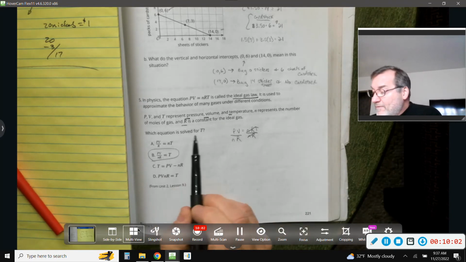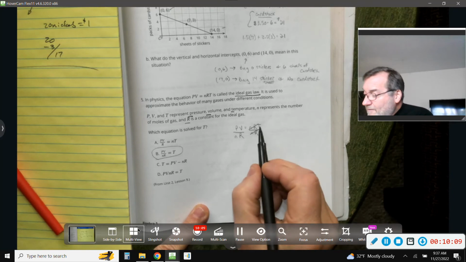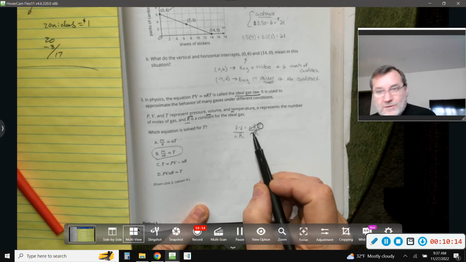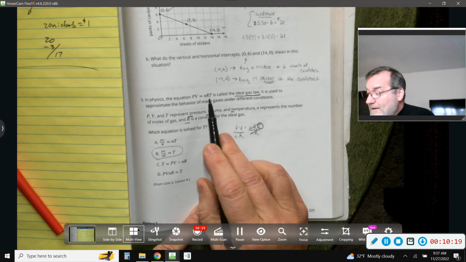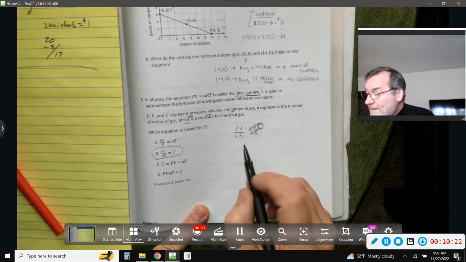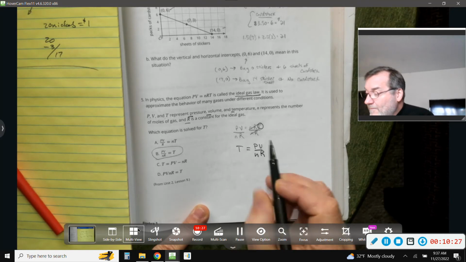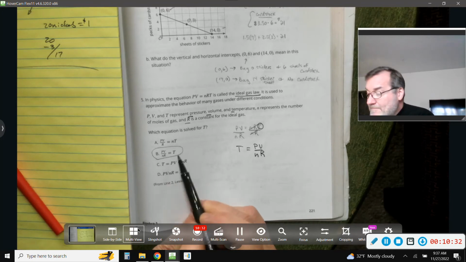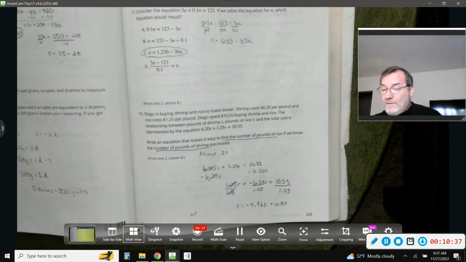Which equation is equivalent? Solve for T. So if we take PV equals nRT and you want to solve for temperature, you divide by its coefficient. The coefficient of the unknown is n and R. So you divide both sides by n and R, and so T equals PV divided by nR. Well, that's the one it looks most like. That's B, so that's your answer on number 5. On to number 6.